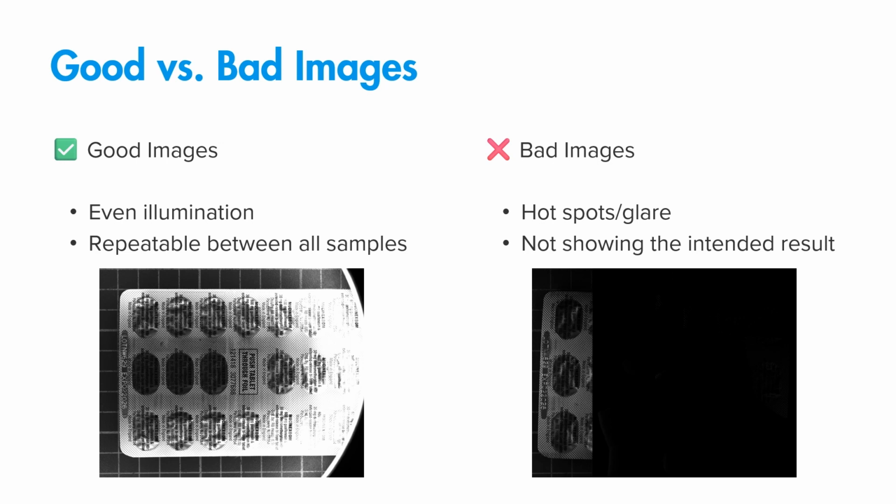So one thing to comment on: what makes a good versus a bad image. In a good image, we have even illumination and it's repeatable between all samples. Bad images often have hotspots or glare that interfere, making it so every picture is not consistent and the same. So your program has to do a lot more to figure out what it's looking at and where it's looking, or it just doesn't show the intended results. Like here, the LFV3 didn't highlight the code the same way that the HPR2 did on the left.